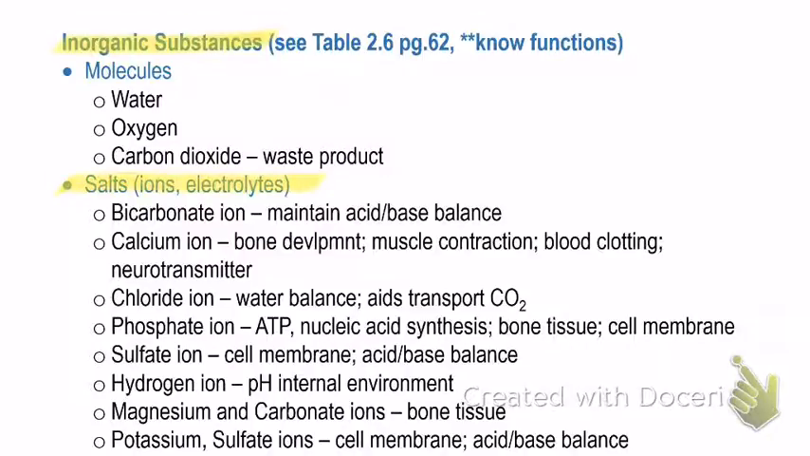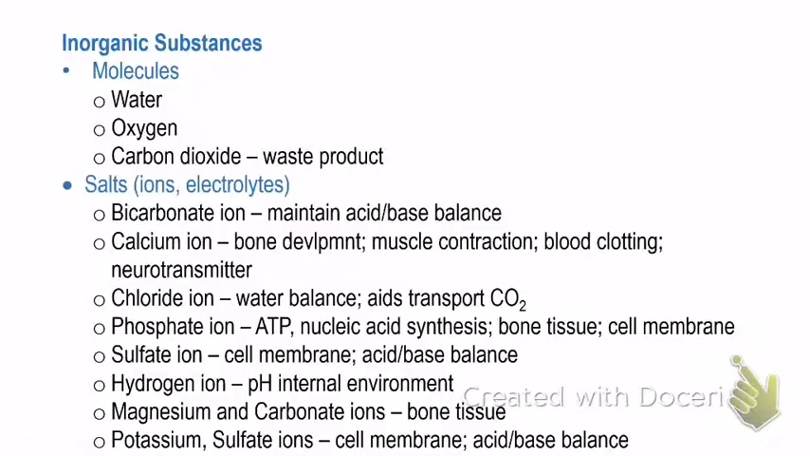Okay, and then salts. Those are ions or electrolytes, and we always think about smart water and how it's got electrolytes in it, but there lists some electrolytes, and two I want to point out specifically. You already know about the bicarbonate ions. They help to maintain pH, so we talked about that in several different lectures.